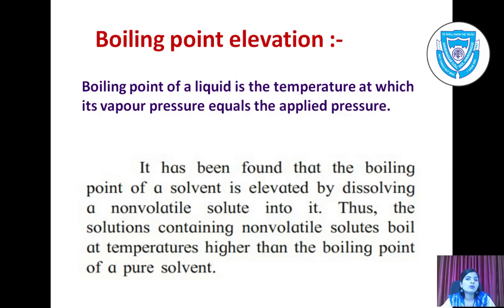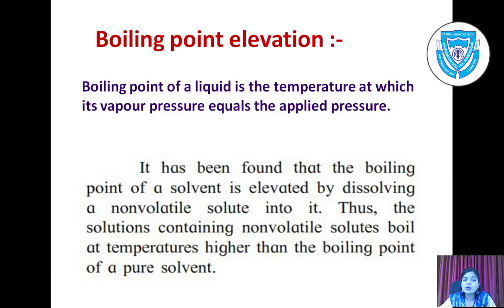But sugar syrup will not boil at 100 degrees Celsius. More temperature will be required. It means that the temperature of a pure solvent, for example water, is 100. But sugar syrup of the same water will not boil at 100. It will boil at a temperature more than 100. So this means boiling point is elevated. It is increased. Now why is it increased? What is the reason? We'll see that.